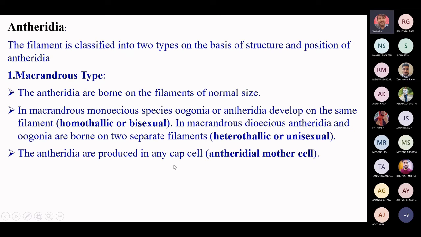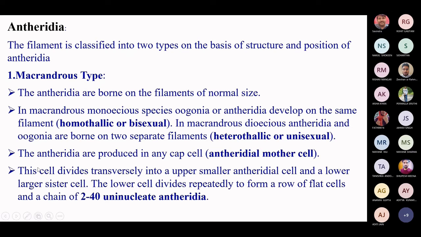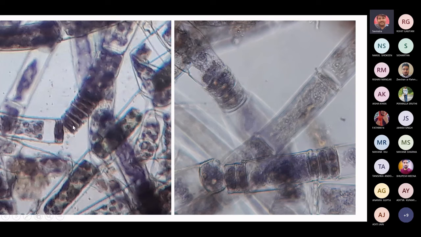Whereas in case of antheridia, it will divide again and again. And the cell which divides again and again is known as the antheridial mother cell. And after every division, it will produce a chain of 2 to 40 uninucleate antheridia. Okay, I will show you. Here you can see small cells. This structure, this structure, this structure, this structure. All these are examples of macrandrous species.